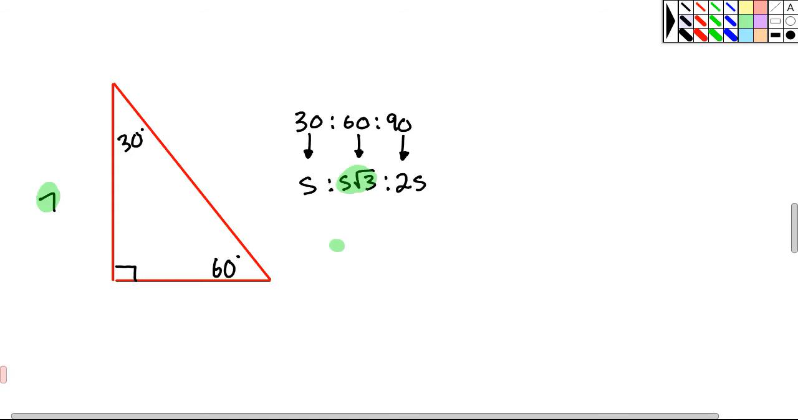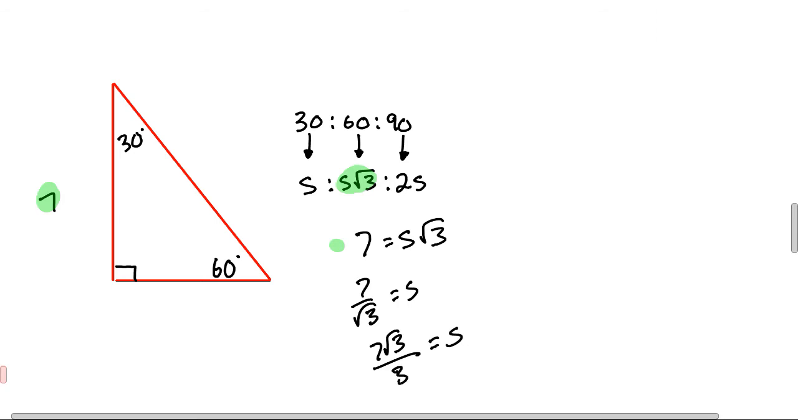So I get 7 is equal to s root 3. Divide both sides by root 3, and rationalize, we get 7 root 3 all over 3 is equal to s. So now I know what this is right here. The side across from the 30 is just going to be 7 root 3 over 3.